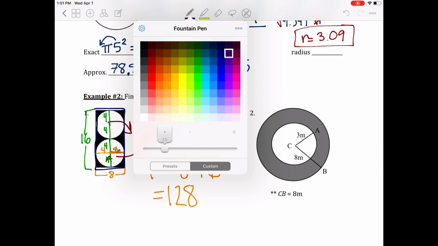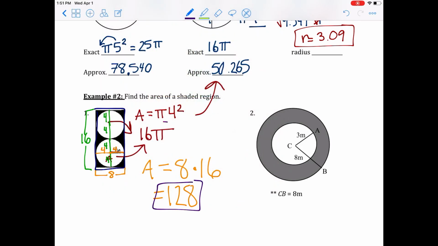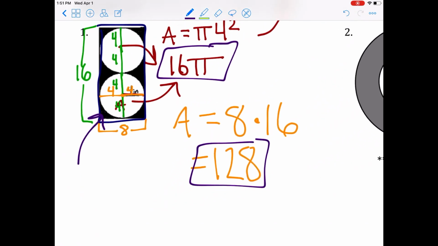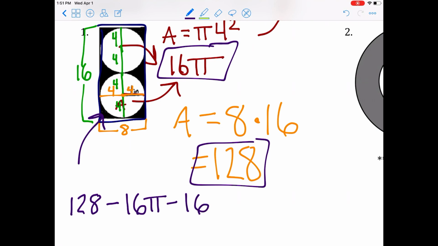Now we can use all of this information to find the area of the black shaded region. So, if the entire rectangle is 128 inches squared, we can find the shaded part by just subtracting the two circles, because those are not shaded. So we're going to subtract our two 16 pi's. And then that will give us the shaded region.